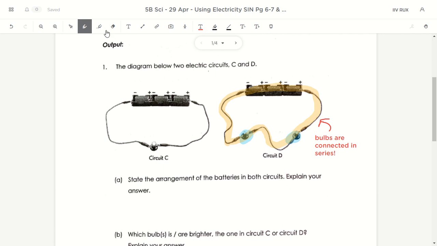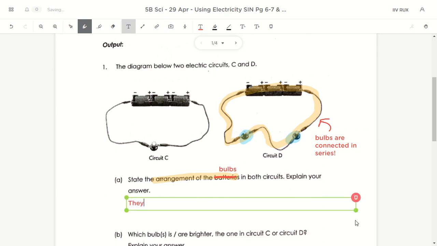Firstly they ask you for the arrangement of the batteries. But actually I don't want to talk about battery in this SIN, so please cancel out the word battery. I want you to talk about the arrangement of the bulbs, because this part of the SIN is talking about bulbs. So the arrangement of the bulbs in both circuits, they are connected in series. Let's write the answer down. They are connected in series. And how do I know? Because there is only one path for the electric current to flow through.